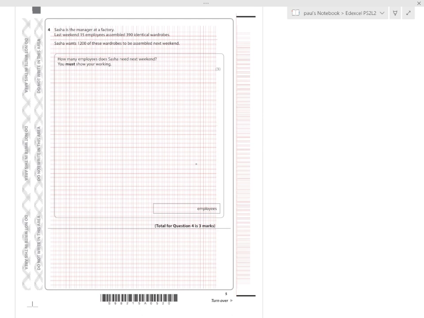Right, Sasha is a manager of a factory. Last weekend, 15 employees assembled 390 wardrobes. She wants 1,200 wardrobes to be assembled next week. So, there's 390 wardrobes divided by the 15 employees, and you'll find out how many each person can do. So that's 26 each. Now, if they can do 26 each, and they want to make 1,200, so if we do 1,200 divided by 26, and that is 46.15.